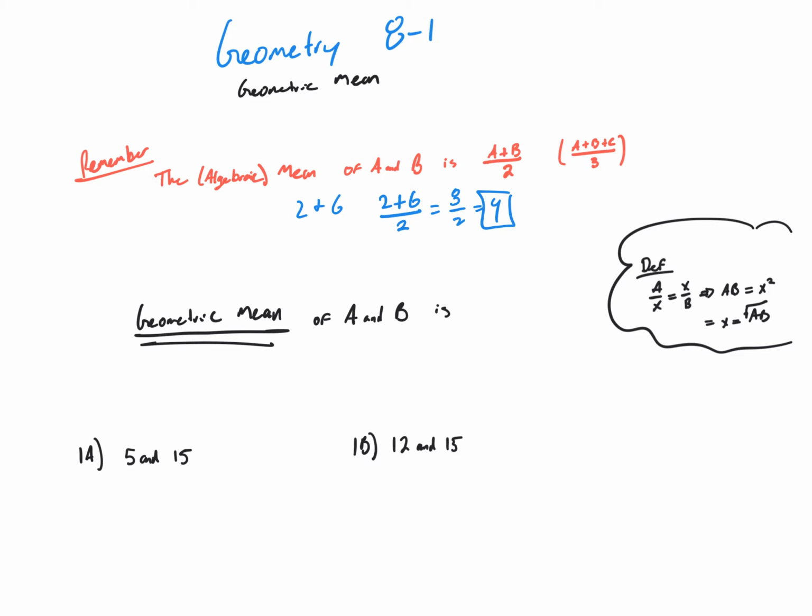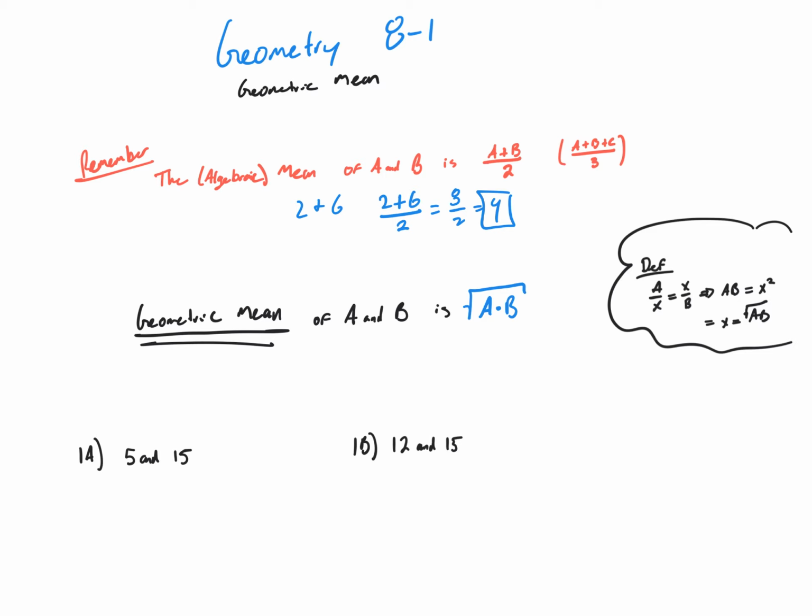Well, today we're talking about the geometric mean because we're not in algebra class anymore. We're in geometry class. And instead of adding and then dividing, we're going to multiply. We're going to say A times B. And then instead of dividing, we're going to take the square root, right? So we take the square root of A times B, and that's how the geometric mean is defined.